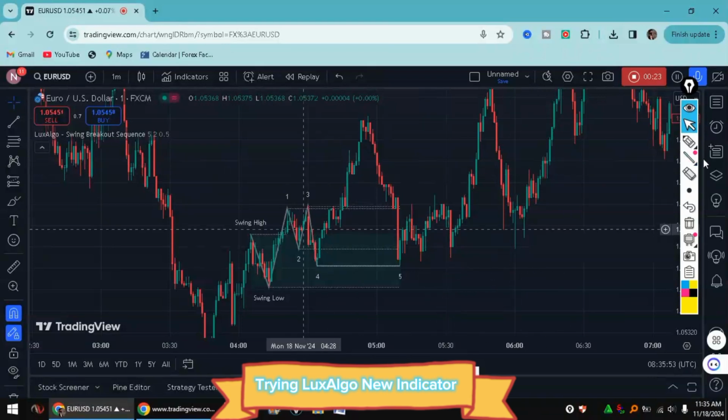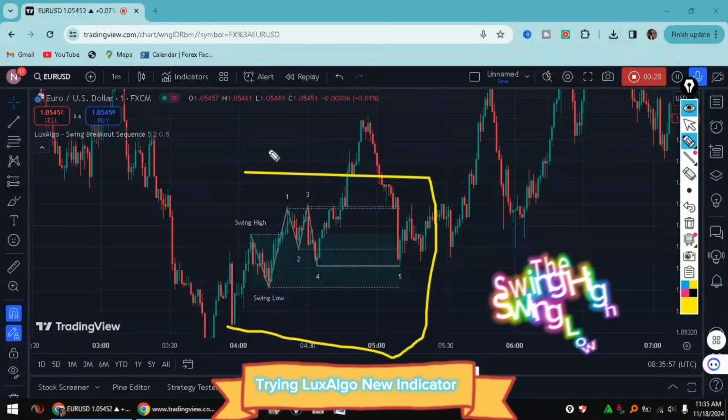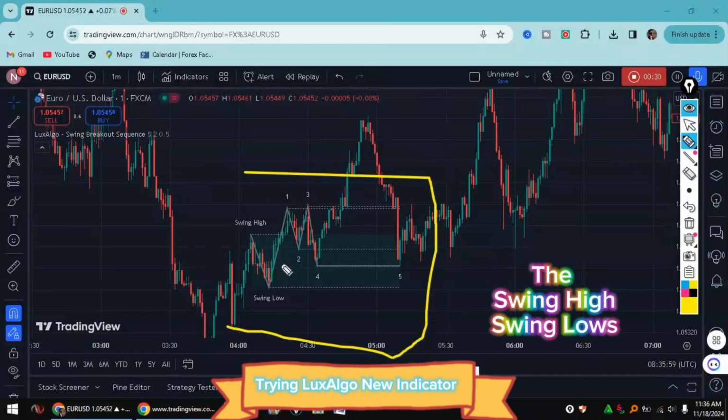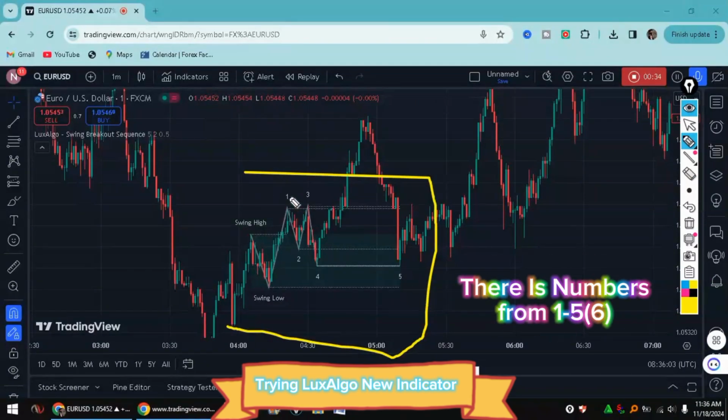I know you can ask yourself, what is happening right here? There are the swing highs and the swing lows. There is certain information right there, numerical numbers over there, 1 all the way to 5 and sometimes all the way to 6. So that is basically what I'm going to explain to you so that you can really understand more about this indicator. And so guys, let me first show you how you can add the indicator.